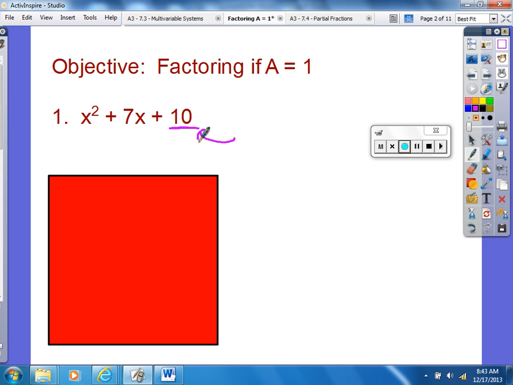What two things multiply to the last number, but add to the middle number? So let me repeat that so you can write that in your own words. What two things multiply to the last number, but add to the middle number? Make sure you write that down somewhere.